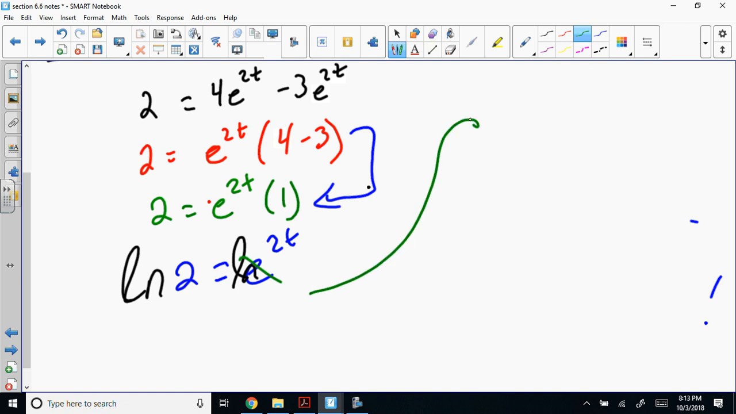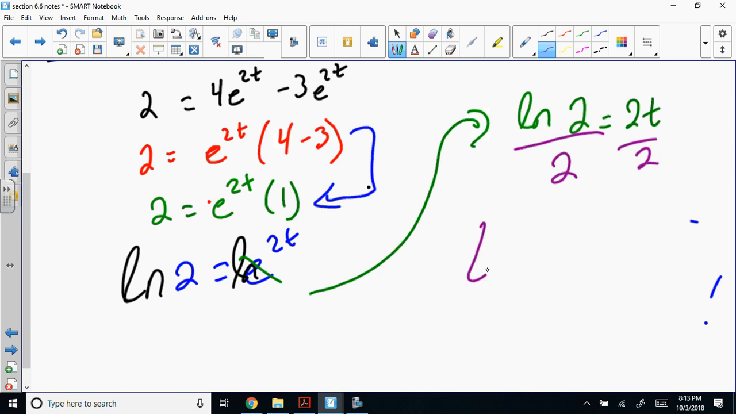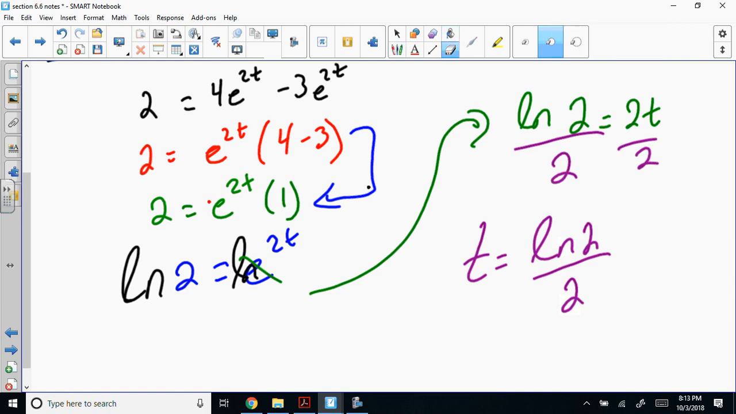I'm going to go up here so that we don't have to rewrite all the way over. So t should be the natural log of 2 divided by 2. And no, you can't say 2 divided by 2 is 1. Why can you not do that? It's the natural log of 2, not just 2, right?